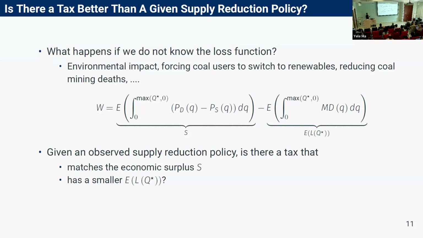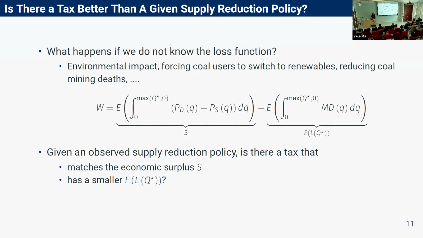We as researchers do not know the loss function. So how do we compare these two policies? We do not know them because it may be very hard to estimate the externality in reality. For example, in the case of the coal industry, the externality includes the environmental impact on air pollution, on carbon emission, as well as associated costs, such as leading to death. All of these considerations make it hard to really estimate the loss function.